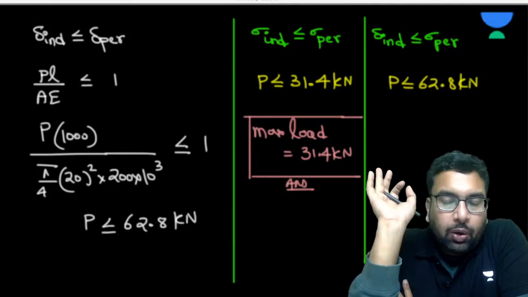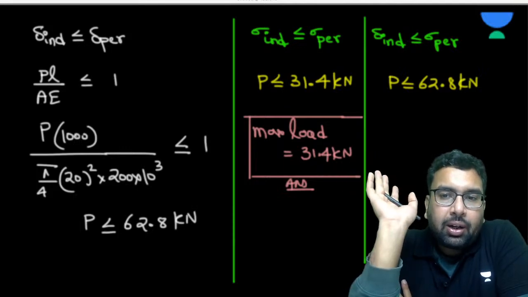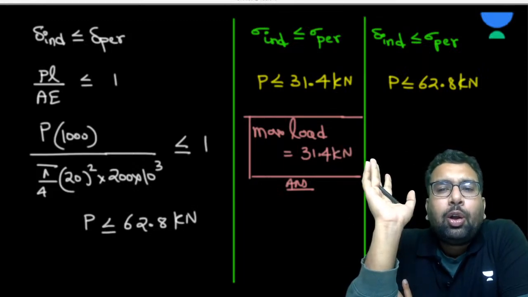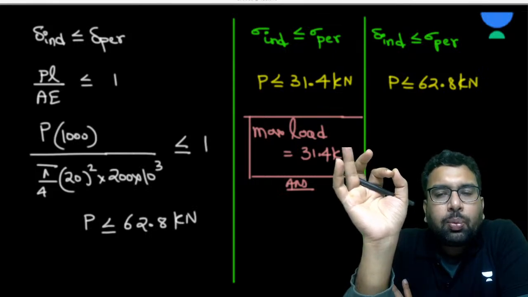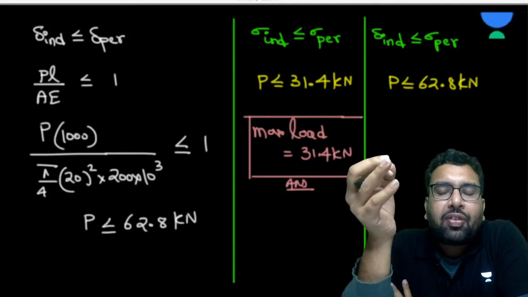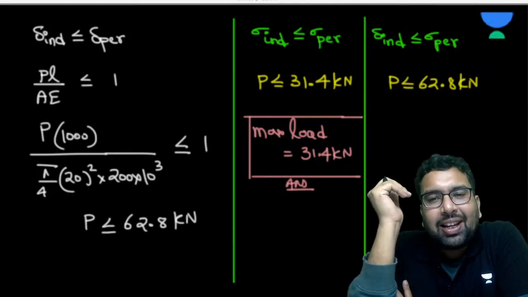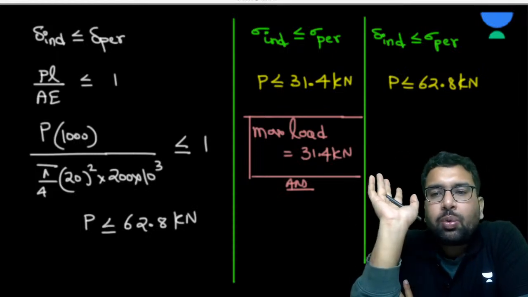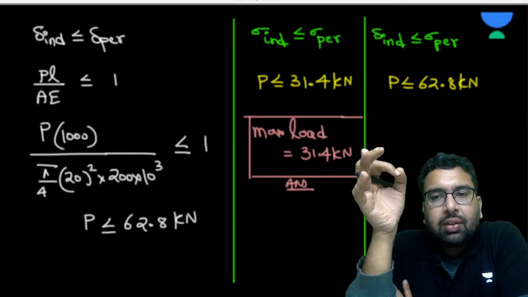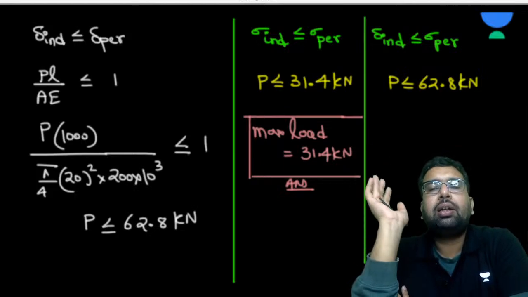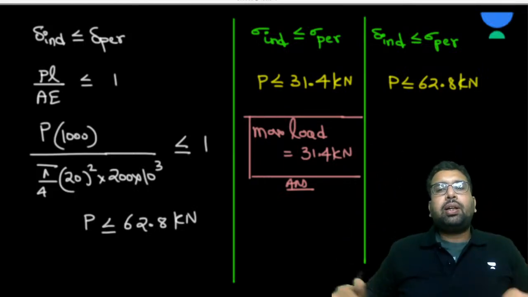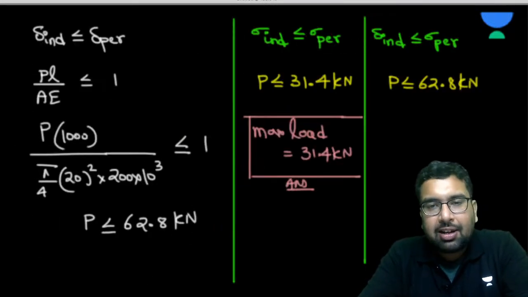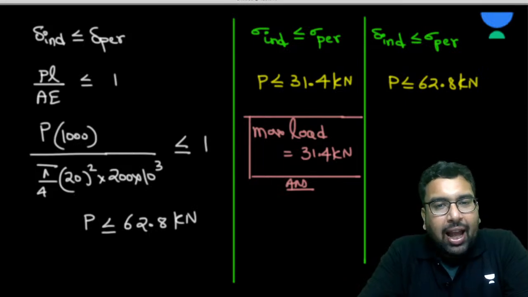Now, if the answer we give is 62.8, which is well above 31.4, do you realize that we are going to fail in the first condition? Yes, sir, absolutely. But if we answer 31.4, it is well within 62.8. So when we answer 31.4, both the first and second conditions are satisfied. So the maximum load in this case is 31.4. I hope you understood this.